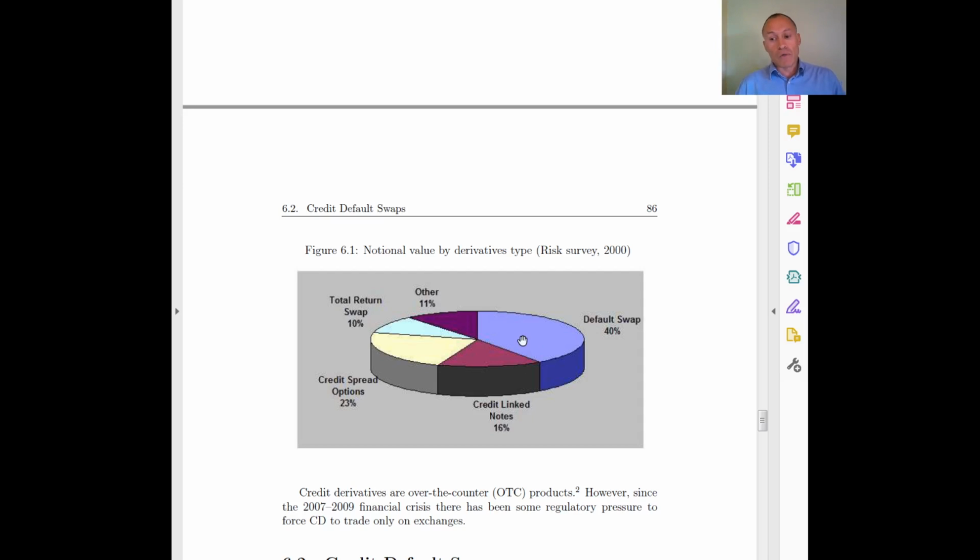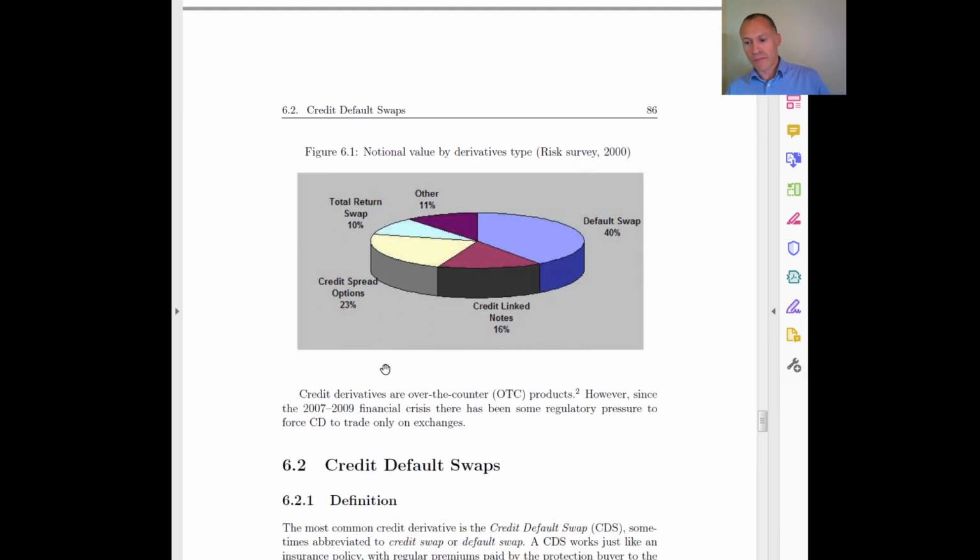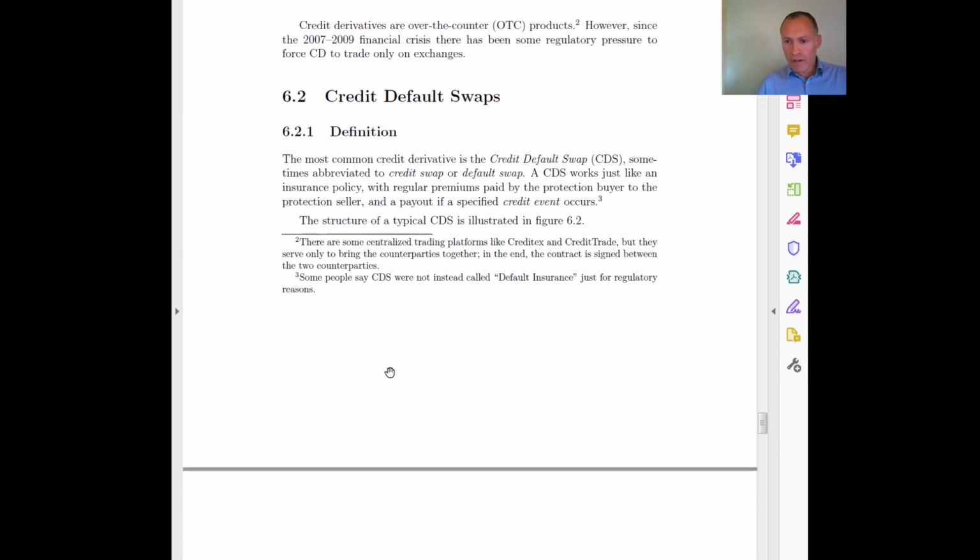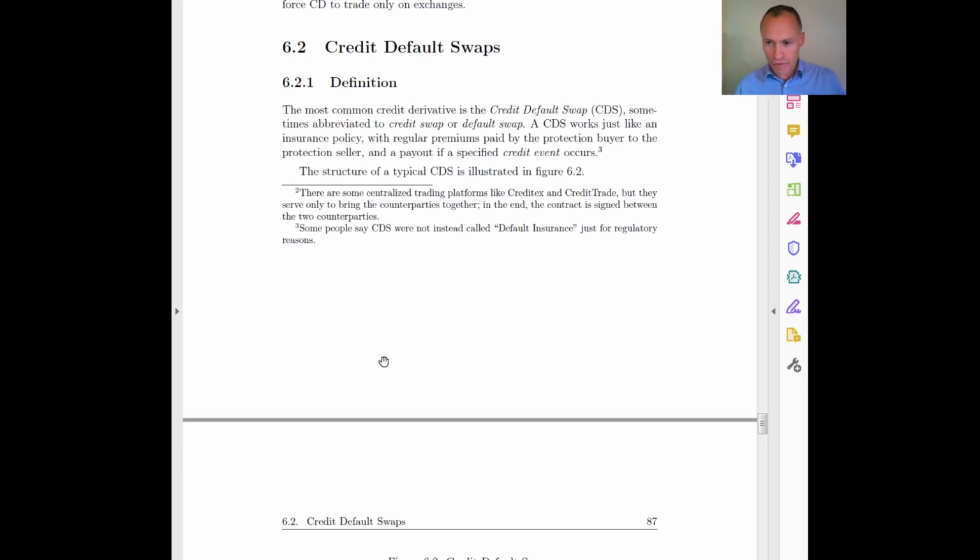So we're going to focus a lot of our time on this credit derivative, as you'll see in the following notes, and only at the end will we talk a little bit about these other three credit derivatives. Okay, so let's start with credit default swaps.